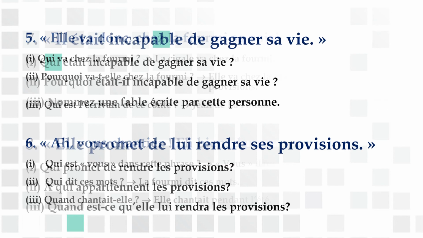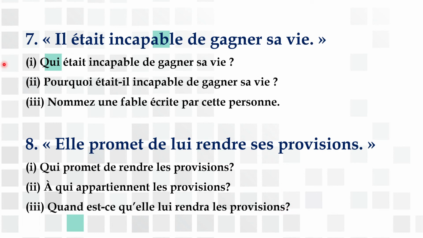Now let's look at two which you have to try by yourself. Il était incapable de gagner sa vie. He was unable to earn his living. Qui était incapable de gagner sa vie? Whom are we talking about? Who was unable to earn his living? Pourquoi était-il incapable de gagner sa vie? Why was he unable to earn his living? Nommez une fable écrite par cette personne. Name one fable or one story written by this person. Obviously, you'll have to write the name of the lesson.